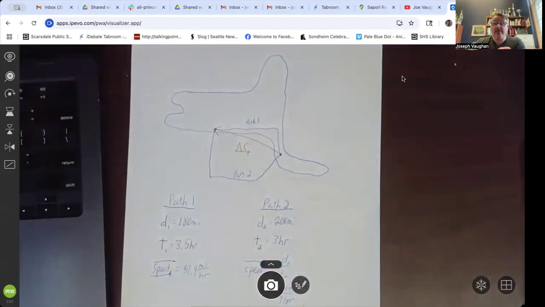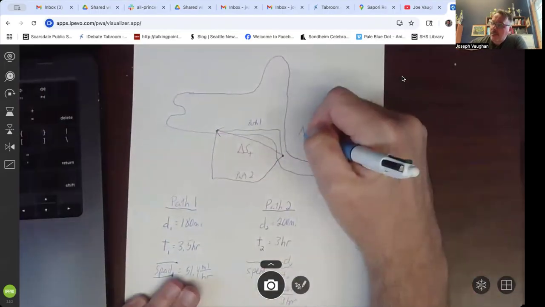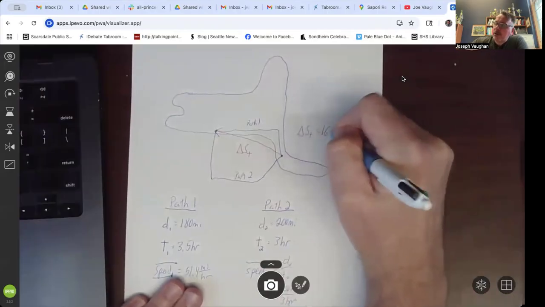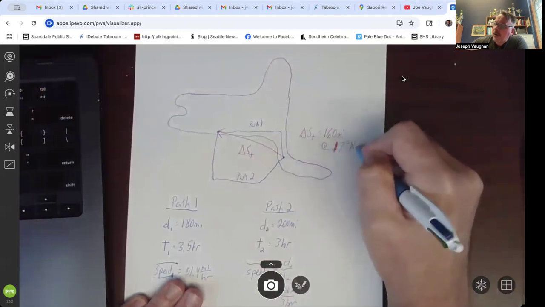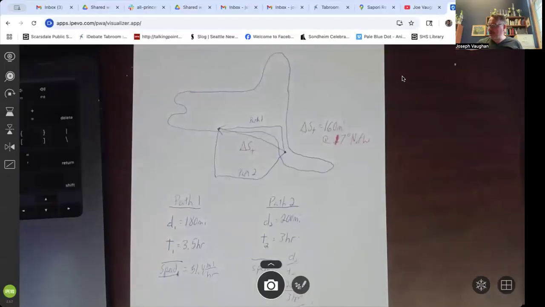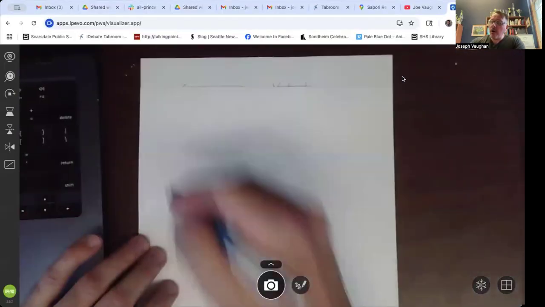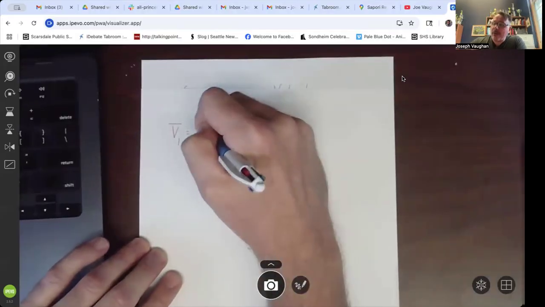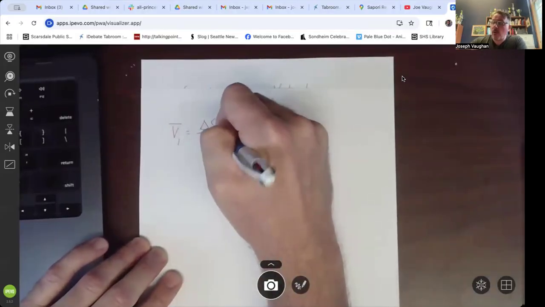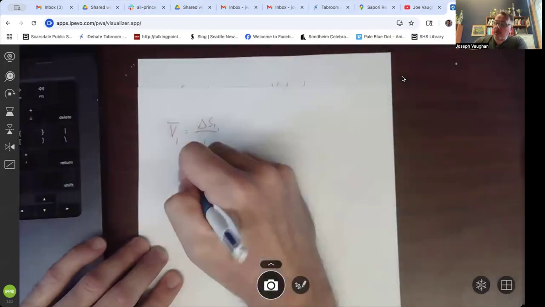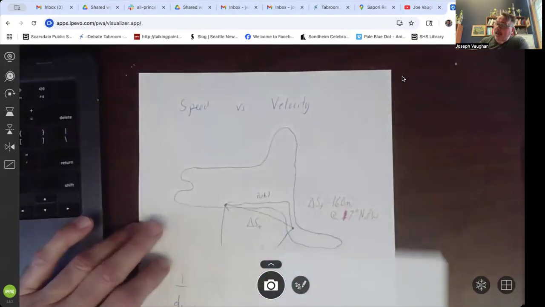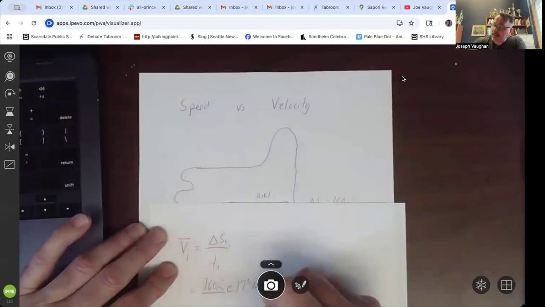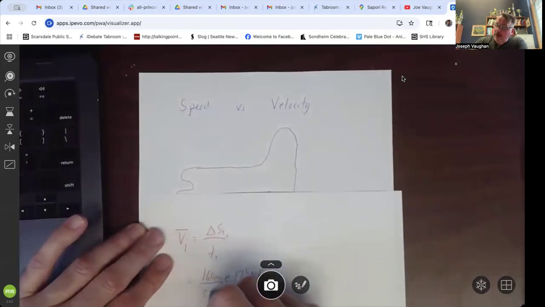And as you can see, the size of that vector is very different than the total distance. From Scarsdale to Binghamton, by the way, that total displacement vector is about 160 miles at 17 degrees north of west, which is a very different thing. So if I were to look at path one, or what is the average velocity for path one, I would have to take the total displacement for path one over the total time for path one. And so that would be that 160 miles, literally at 17 degrees north of west, the direction comes along for the ride, over 3.5 hours.